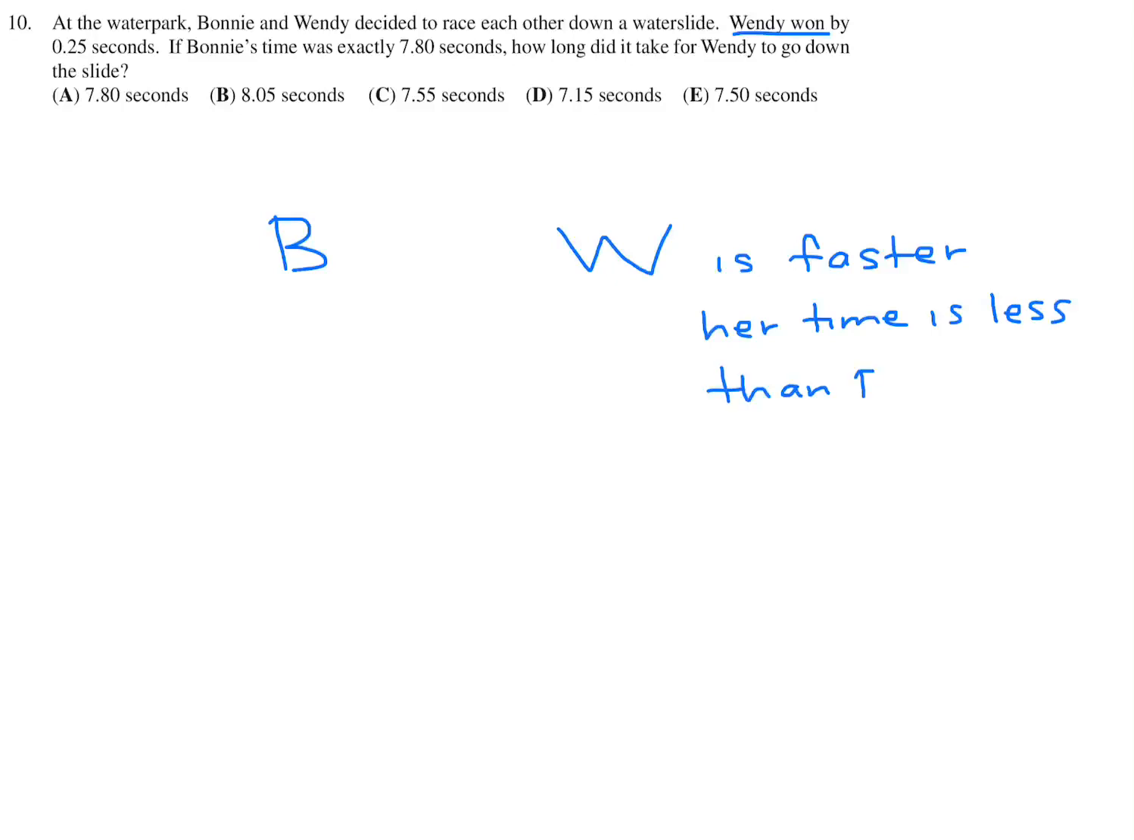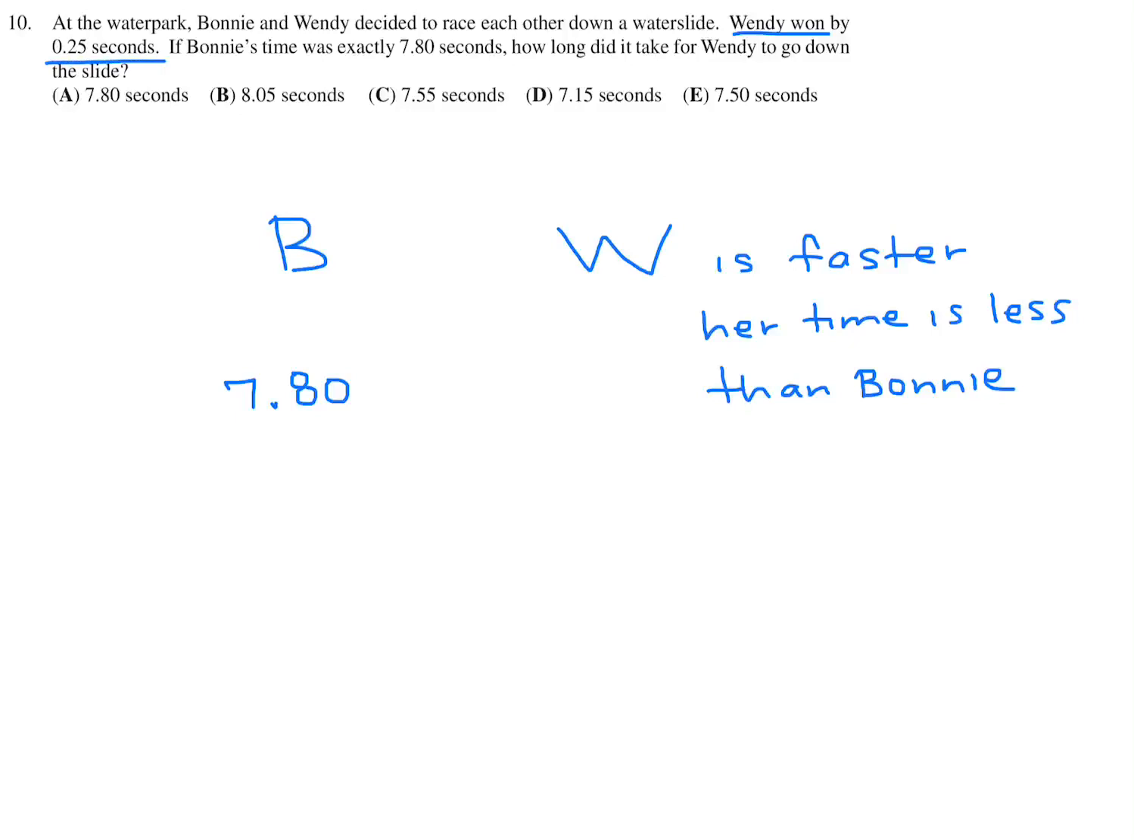At the water park, Bonnie and Wendy decide to race each other down a water slide. Wendy won by 0.25 seconds. If Bonnie's time was exactly 7.8 seconds, how long did it take for Wendy to go down the slide? So Wendy won. So Wendy is faster, so her time is less than Bonnie's, right? So they've given you Bonnie's time is 7.8. And they've also told you that Wendy won by 0.25.